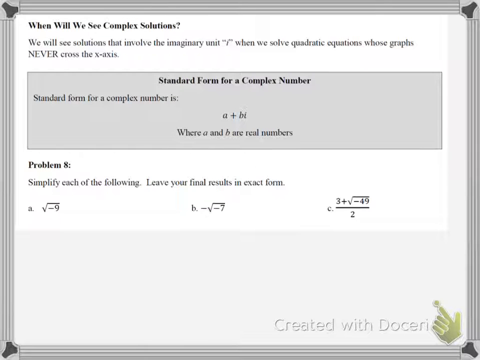Okay, so let's take a look at this question. When will we see complex solutions? We've watched all these videos about this imaginary unit i and complex numbers. Well, when are we going to use them?